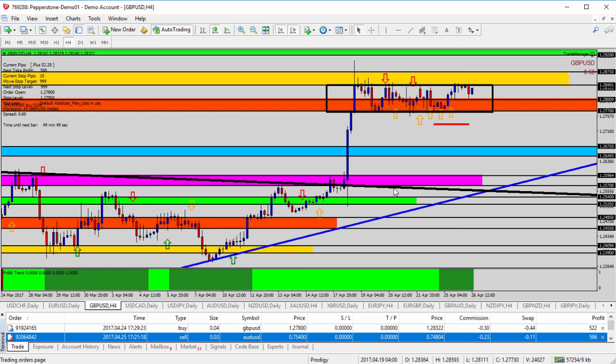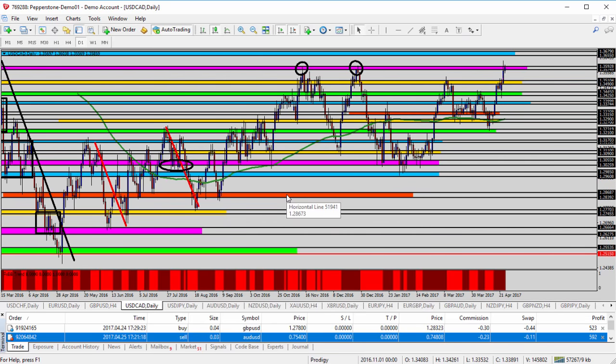We'll continue to protect profit. If it breaks above the resistance, we'll capture more profit. If it turns back lower, we'll get out of the trade and look for a new opportunity for the pound dollar. Moving over to the USDCAD, dollar Canadian.